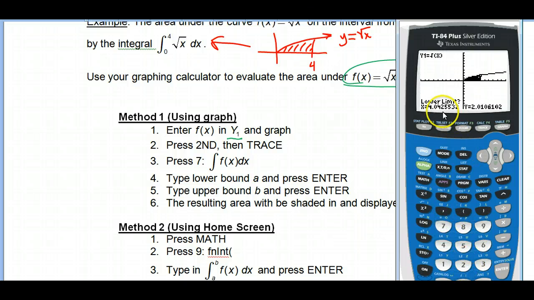It's going to ask you for a lower limit, so I'm going to type in 0, press enter. Upper limit is 4, press enter. It's going to shade it in for you, of course I already did. It's blue, and you get your answer.